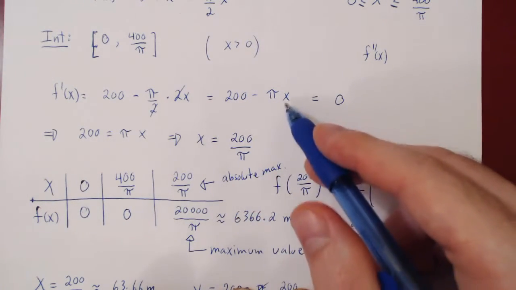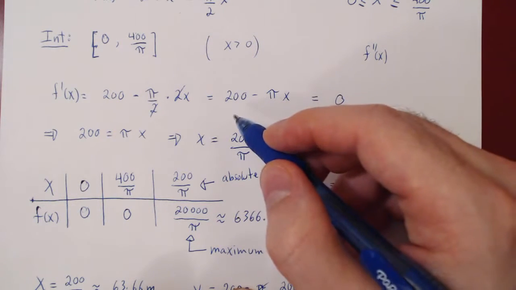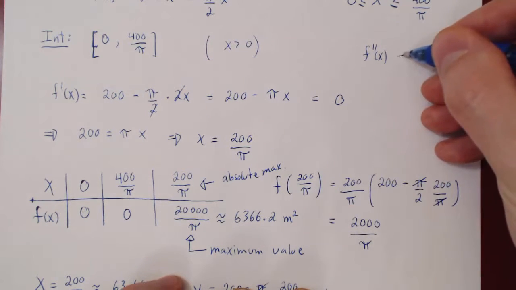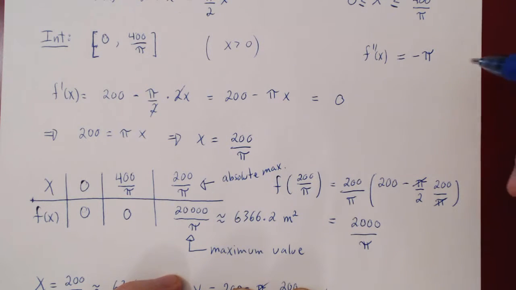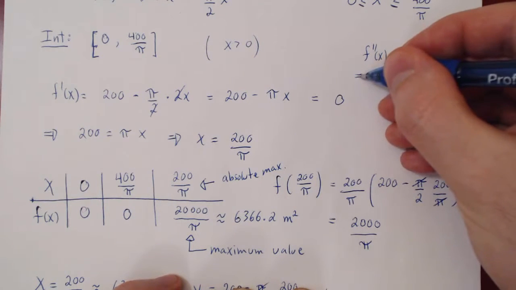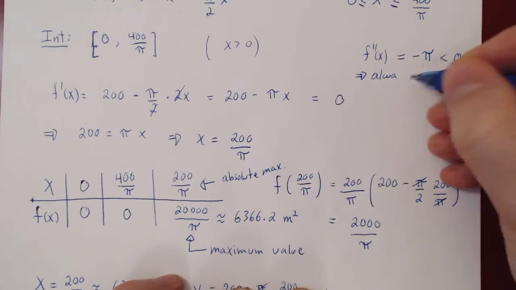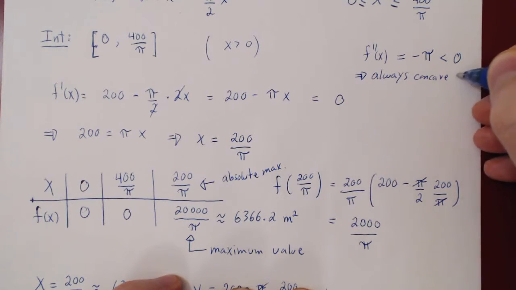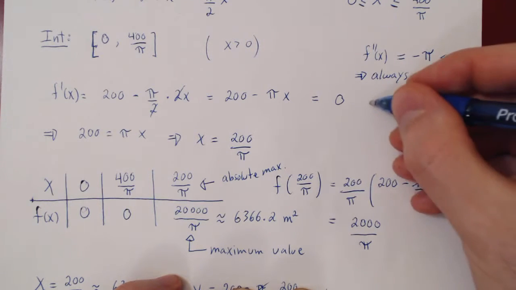This is the first derivative. Differentiate one more time, you get the second derivative. The derivative of 200 is 0, minus pi times the derivative of x, which is 1, and all you get for your second derivative is negative pi, which is a constant, and more importantly, a negative constant. So the curve would be always concave down. So think of how simple your graph would look.